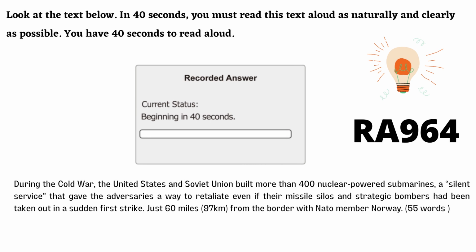During the Cold War, the United States and Soviet Union built more than 400 nuclear-powered submarines, a silent service that gave the adversaries a way to retaliate, even if their missile silos and strategic bombers had been taken out in a sudden first strike. Just 60 miles, 97 kilometers, from the border with NATO member Norway.